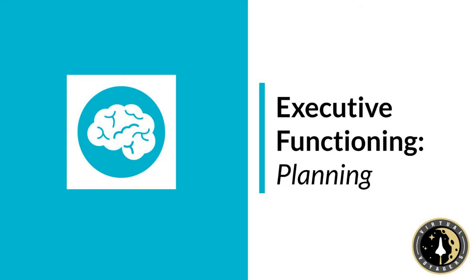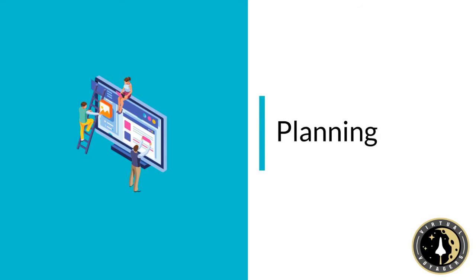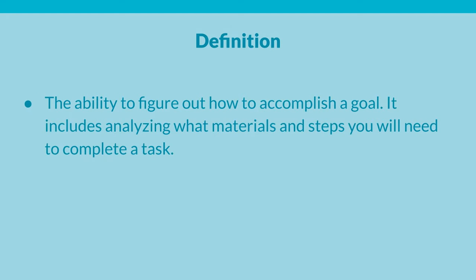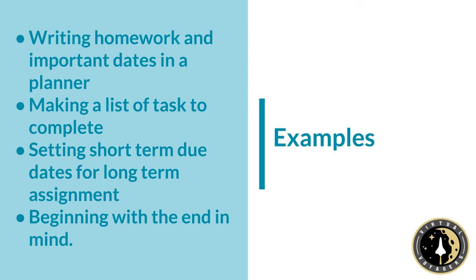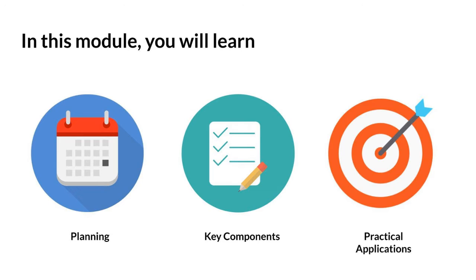Executive functioning: planning. Planning is the ability to figure out how to accomplish a goal. It includes visualizing the end result, outlining the steps to complete a task, and identifying needed resources or materials. In this video, you will learn about the key components of planning and practical examples related to school.